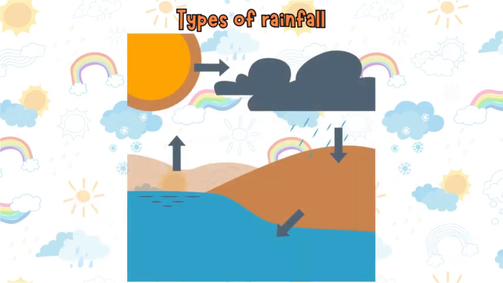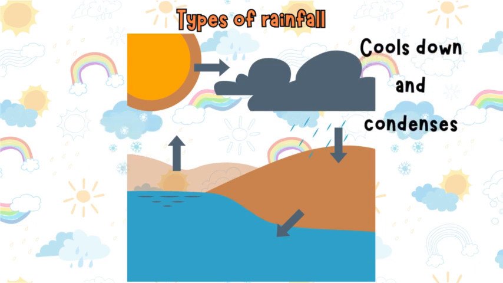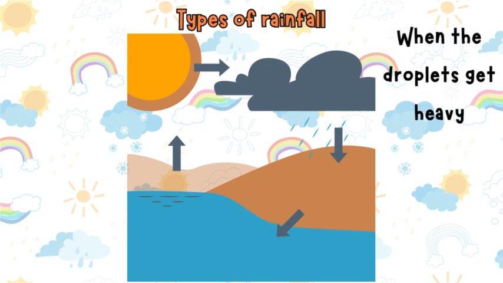Rainfall happens when warm air rises, cools down, and condenses into water droplets in the sky. When the water droplets get heavy, they fall to the ground as rain.